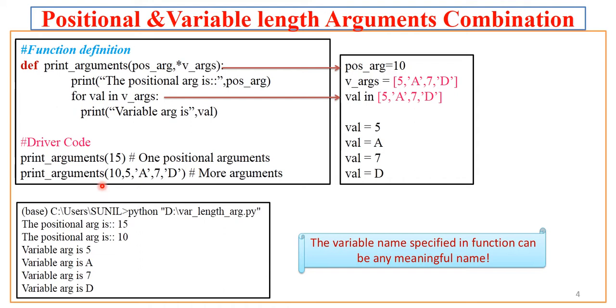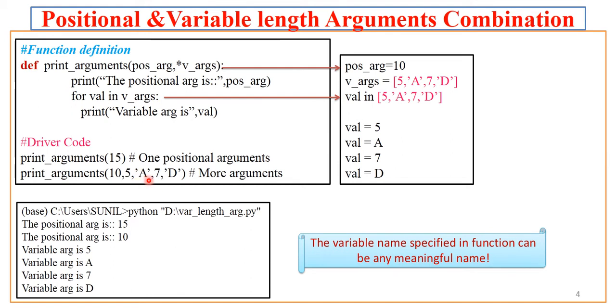So we have passed how many arguments? 1, 2, 3, 4, 5. First we passed 10, then 5, then A, then 7, then D. This shows that you can pass mixed arguments to the function. There is no restriction that you should pass only numeric values or alphabet values. You can pass anything that is valid in Python.